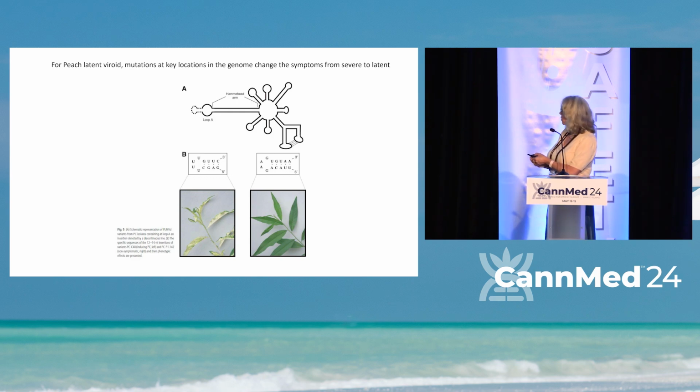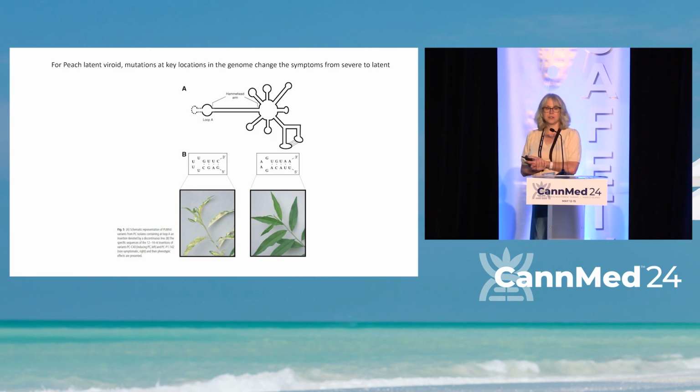So in this example, this is a diagram of what the peach latent viroid looks like when it's folded into its mature state. And what this shows here in panel B is these 4 nucleotides are changed here. And look at the difference in the symptoms. This is an asymptomatic disease, and this is a complete chlorotic disease.